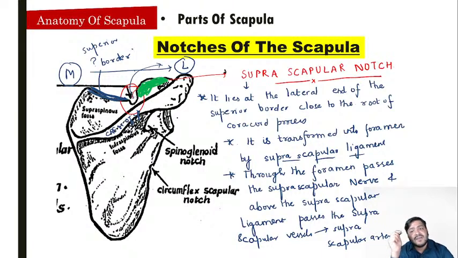Through the foramen, only the suprascapular nerve is the one which will cross, and just above the foramen it is the suprascapular artery which will try to cross.